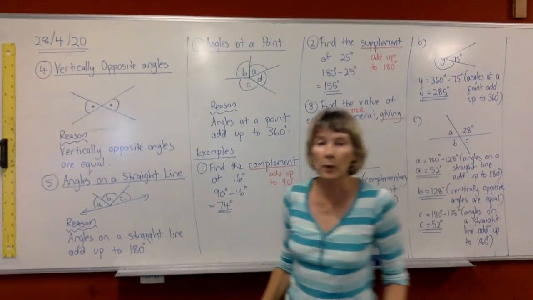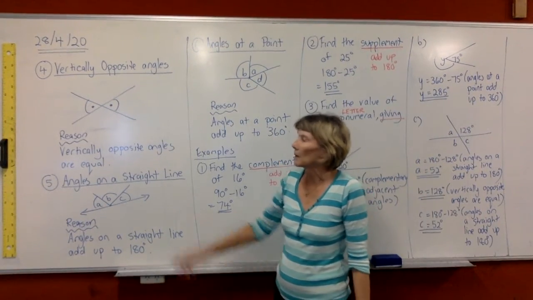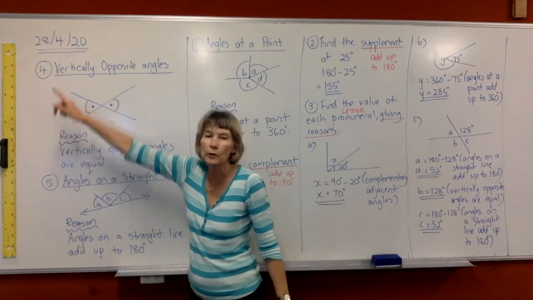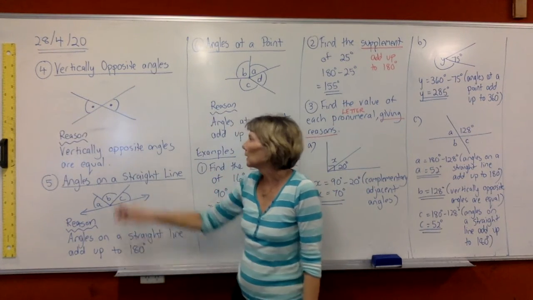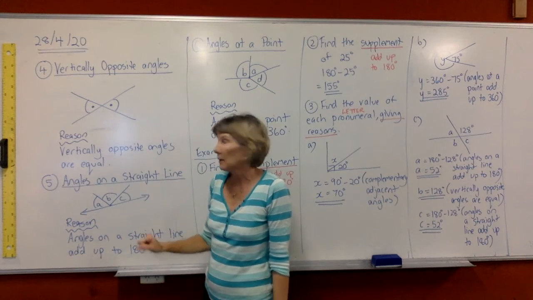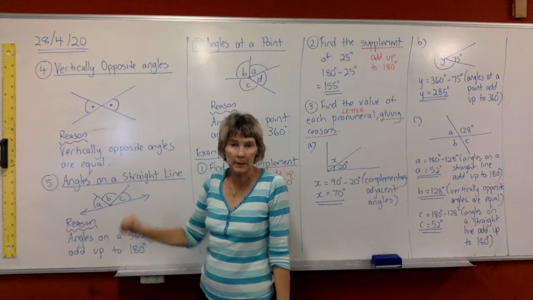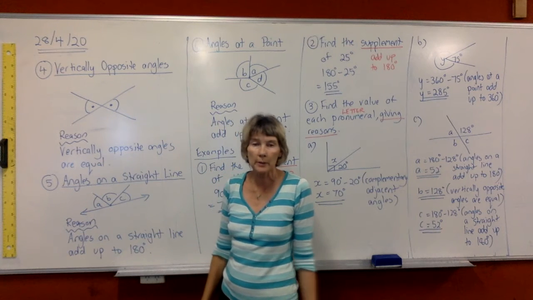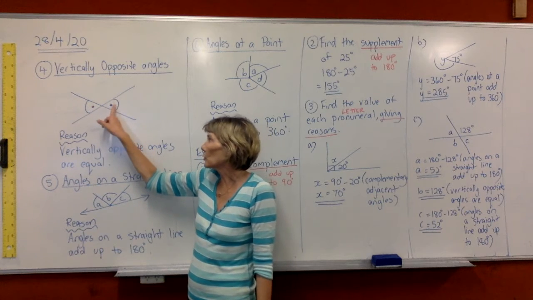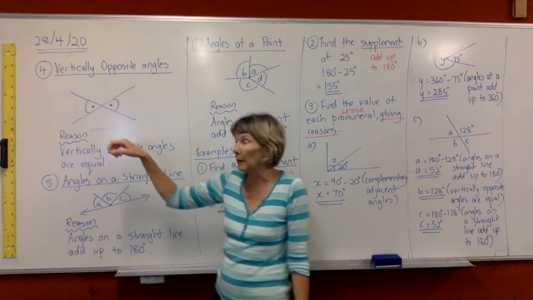So we're going to continue on with our angle pairs now. Number 4 is vertically opposite angles. If you have two straight lines crossing, vertically opposite angles are the ones that are opposite each other. They are called vertically opposite angles. If you just use the word opposite, you'll have your reason wrong in the exam. So we're going to make sure that we call them vertically opposite angles.